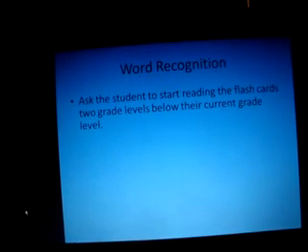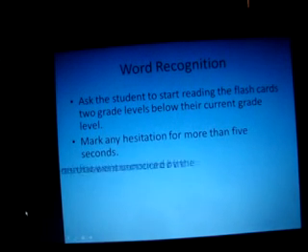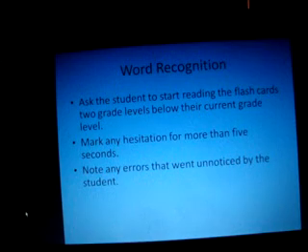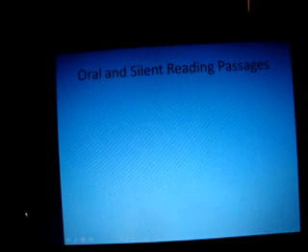Ask the students to start reading the flashcards 2 grade levels below their current grade level. Mark any hesitation for more than 5 seconds. Note any errors that went unnoticed by the student. Student continues to read through word lists until they make 4 or more errors.